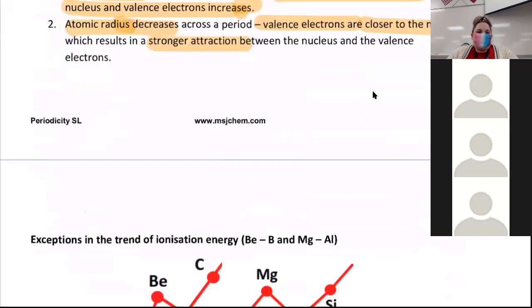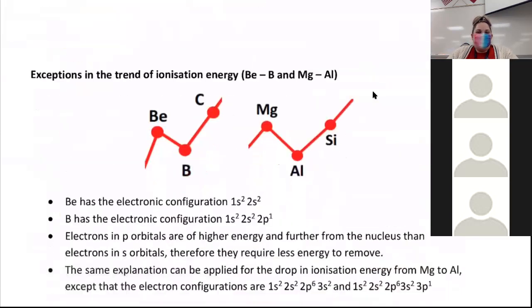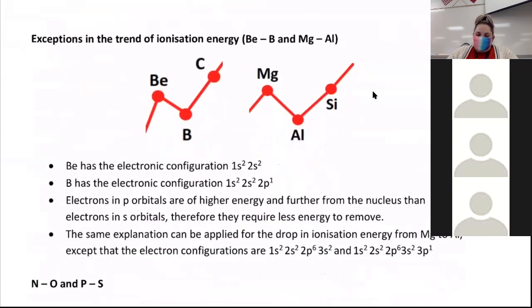Here are the exceptions. Okay, we're going to talk about the exceptions. So one of the exceptions is between groups 2 and 3. Okay, this is beryllium and magnesium in group 2, and boron and aluminum in group 3. So why is there a dip? Why does it go down between those two? Because we're like, well, if it should keep going up across the period, why doesn't it just keep going up in a straight line? The reason has to do with our sublevels.